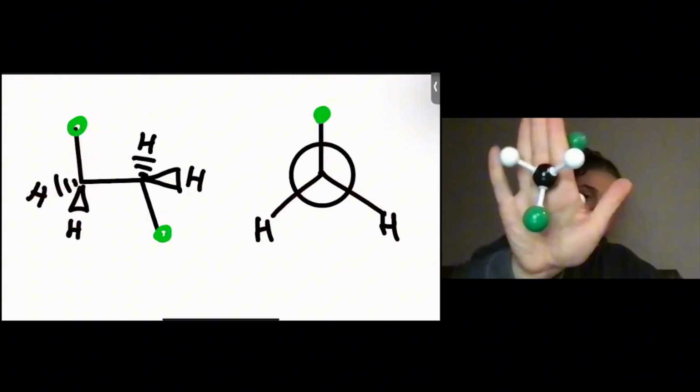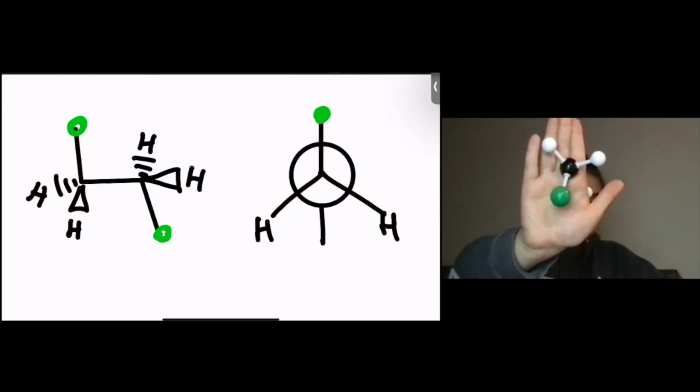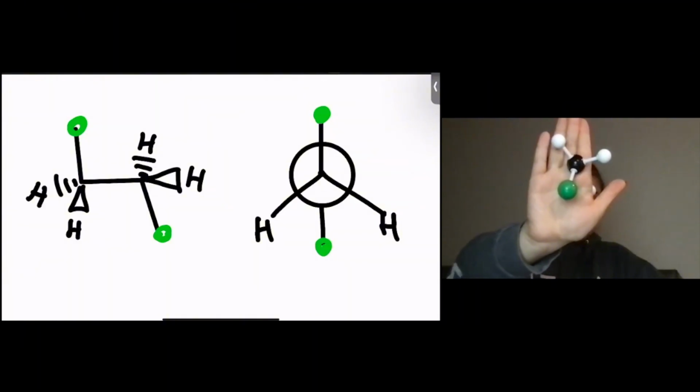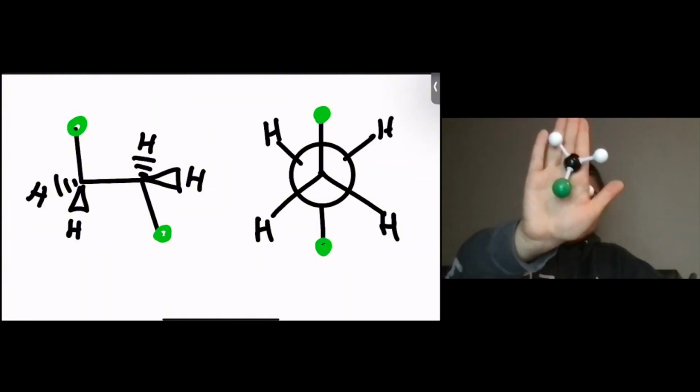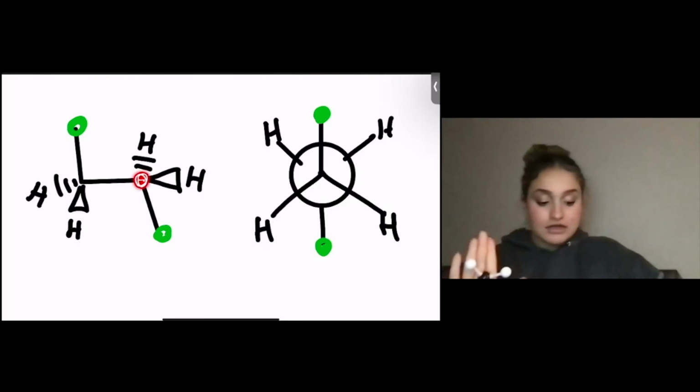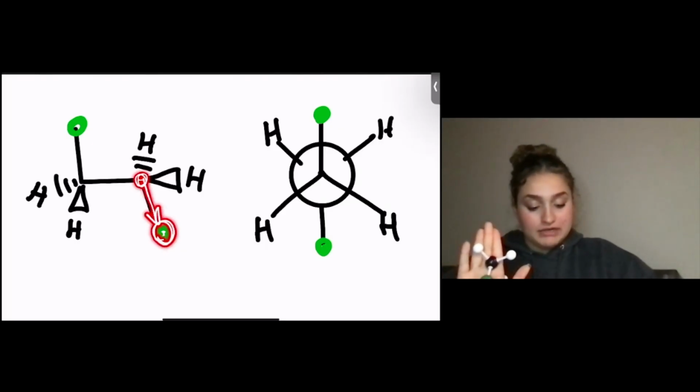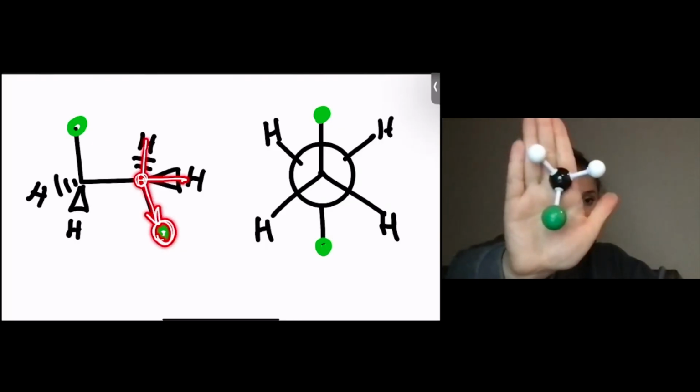Looking at our back carbon, coming straight down, we have that green carbon. Coming up off the sides, we have our hydrogens. And this is the same thing that we see here. Coming straight down, we have our green carbon. And then out the sides, we have our hydrogens.